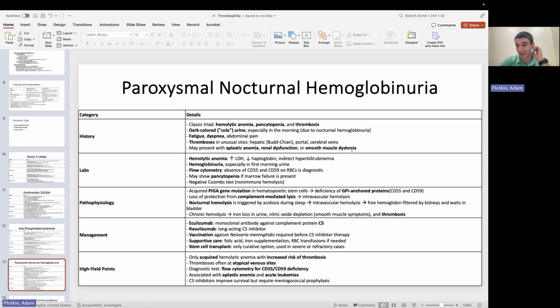It may present with aplastic anemia, renal dysfunction, or smooth muscle dystonia. Really, I'm looking for a male. There's classically males. It could be females too, right? A male in their 30s, 40s, or 50s with hemolytic anemia, pancytopenia, a weird thrombosis, and then classically peeing out red stuff early in the morning. And we'll talk about why.